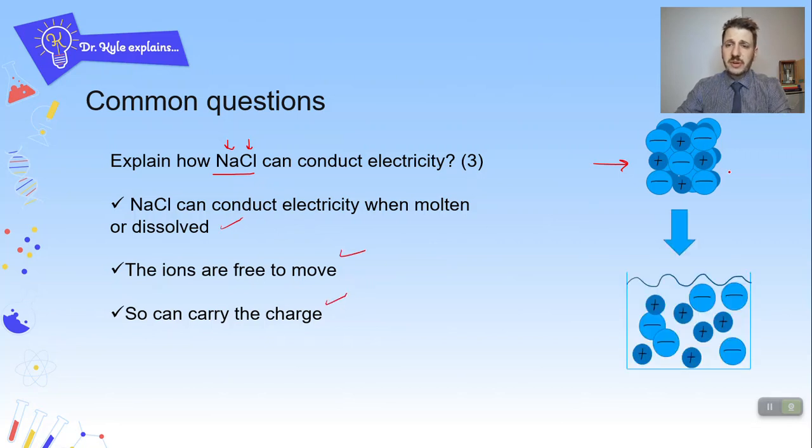So if you look at this diagram here, what essentially is happening is when you either melt it or dissolve it, you're breaking apart this giant lattice structure. And so when it then enters into the solution, all these ions can now move around freely in all different directions, and if you connect it up to a circuit, the ions can carry that charge throughout that solution.